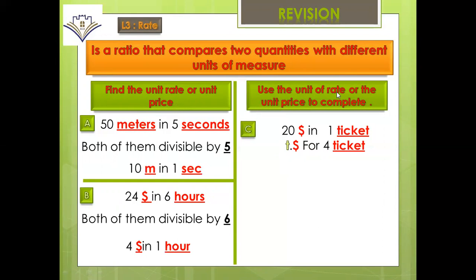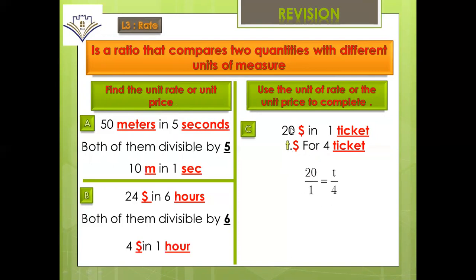Use the unit rate or the unit price to complete. $20 for one ticket. Then the price of one ticket is $20. Then how many dollars for 4 tickets? One ticket equals $20. Then 4 tickets equal, it's very easy. But in steps, we can convert it to the fraction, to the proportion form.